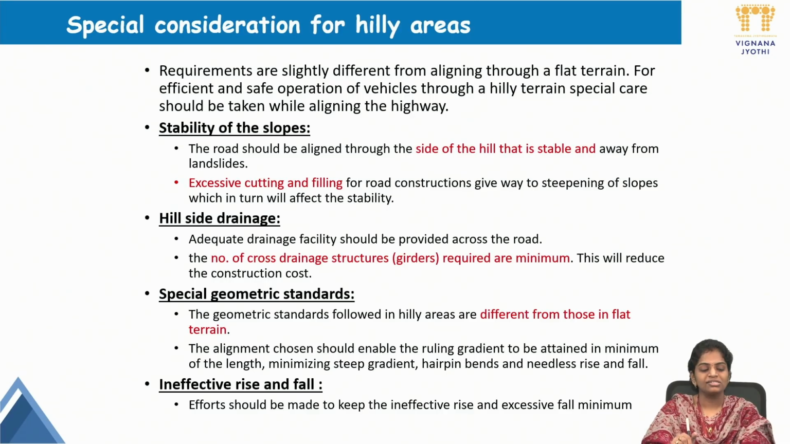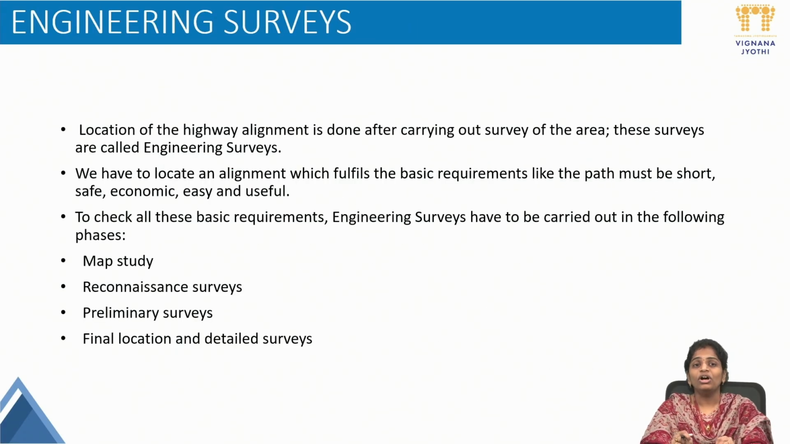This is about the factors affecting the highway construction or highway alignment. When we are deciding the highway alignment, all these factors should be considered. Next, what are the engineering surveys? Location of highway alignment is done after carrying out a survey. How to decide this highway alignment? We have to consider factors like obligatory points, traffic, everything. But how to take the decision on this? Engineering surveys are done to take the decision on highway alignment.